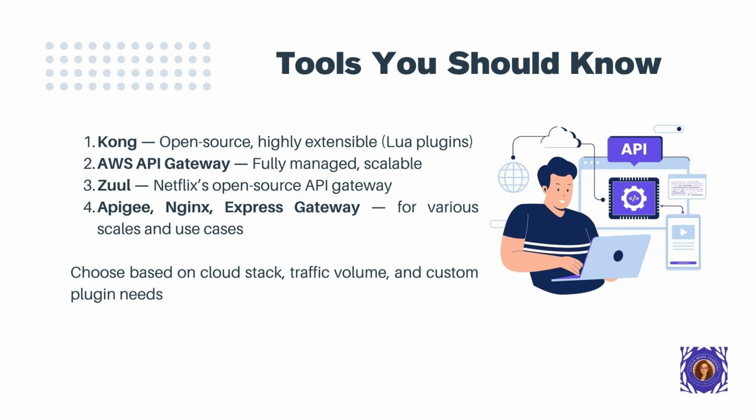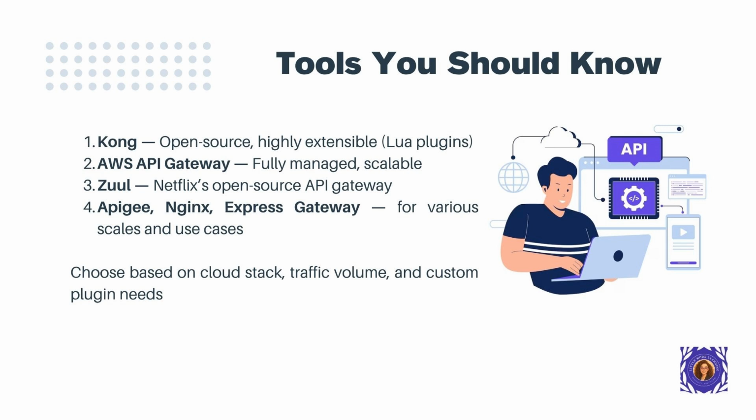Zuul. Developed by Netflix, Zuul is an open-source API gateway widely used in JVM-based microservices ecosystems. It's known for its powerful routing and filtering capabilities. Apigee, Google Cloud Apigee, a comprehensive, enterprise-grade API management platform that includes robust API gateway functionalities, offering advanced analytics, developer portals, and security features.